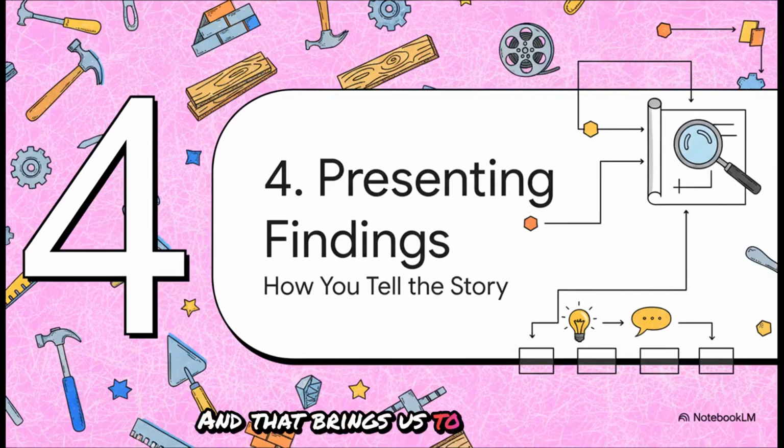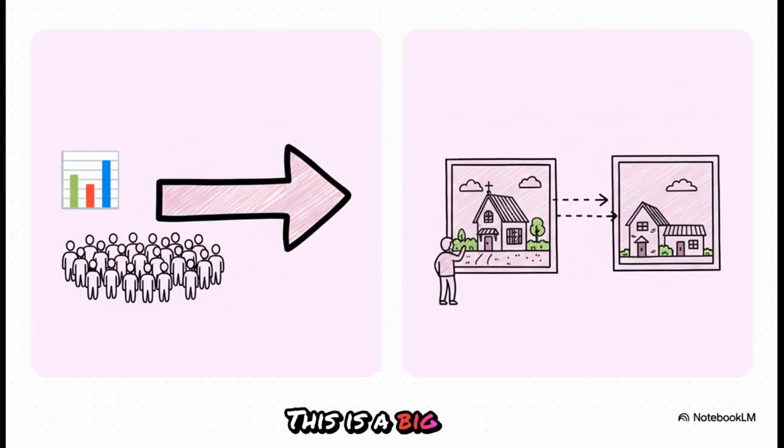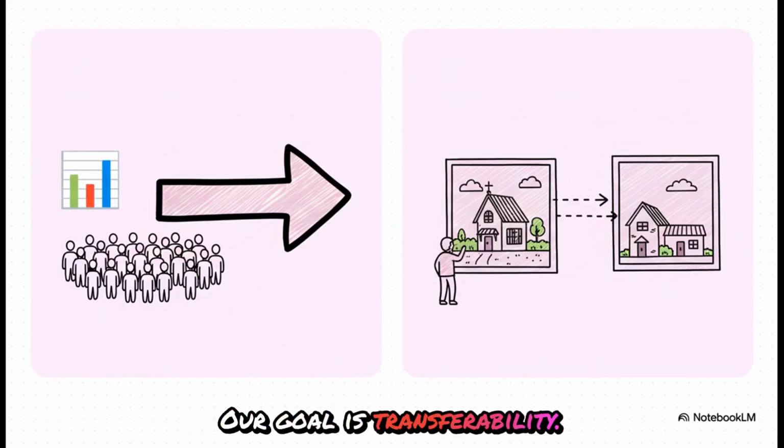And that brings us to our final section, how you tell the story. You can do everything else right, but if you stumble here and misrepresent your findings, you risk undermining all that hard work. This is a big one. Probably one of the most common errors is confusing the goal of qualitative research with quantitative. Look, in our work, we are not trying to generalize our findings to an entire population. That's not the point. Our goal is transferability.